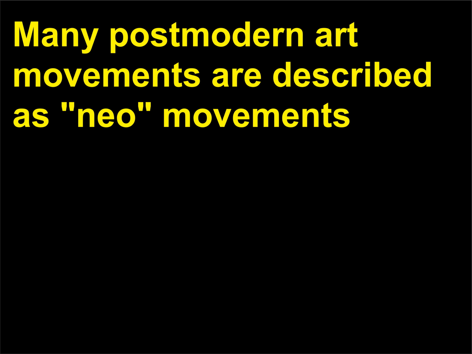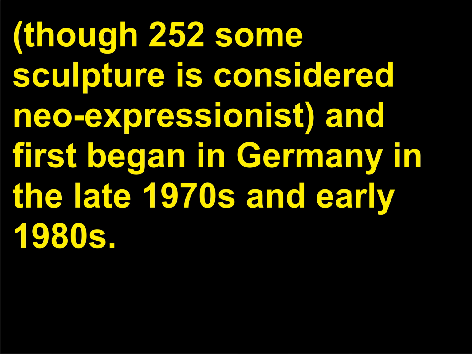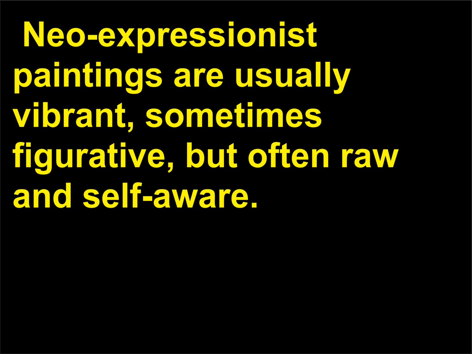Many postmodern art movements are described as neo-movements, because they respond to earlier modern styles or approaches. Here is a sampling. Neo-expressionism. Neo-expressionism is primarily focused on painting, though some sculpture is considered neo-expressionist, and first began in Germany in the late 1970s and early 1980s. Neo-expressionist paintings are usually vibrant, sometimes figurative, but often raw and self-aware.